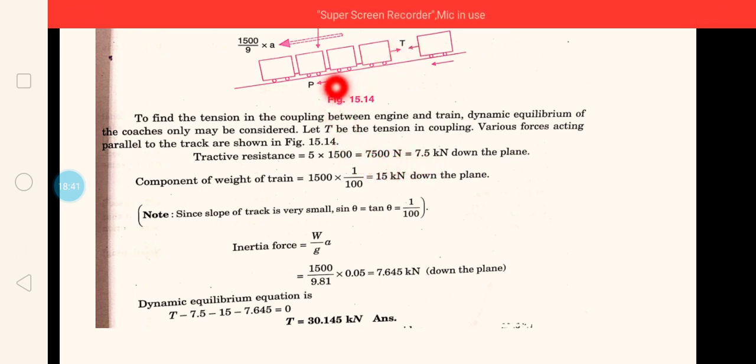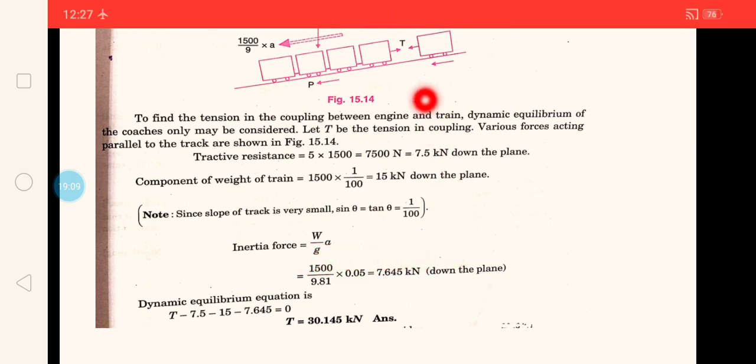So T minus P minus inertia force, you got it as 7.645 kilonewton. That also is the 7.645 kilonewton minus the weight component of this one along the direction of the plane, or horizontal to the surface. So that we got it as 15 kilonewton somewhere here. This is that one, 1500 kilonewton into sin theta, that is 15 kilonewton. So substituting everything, the only unknown quantity is T.